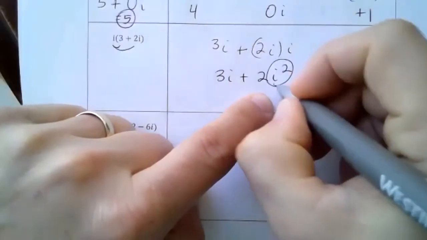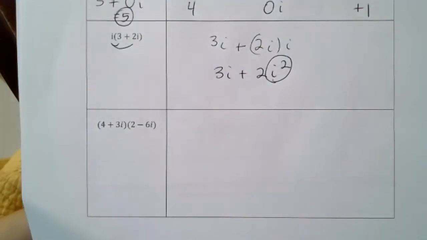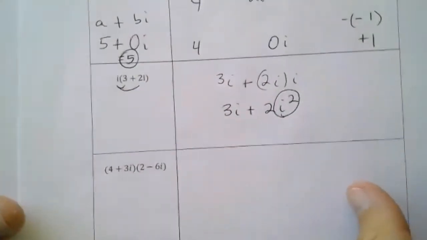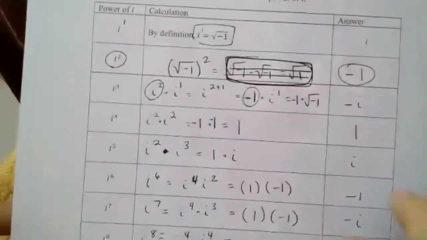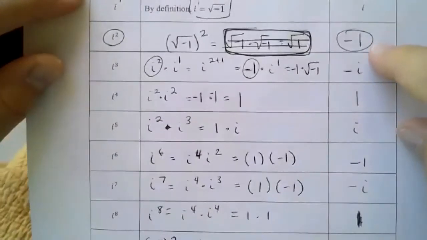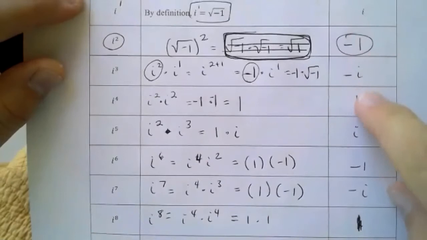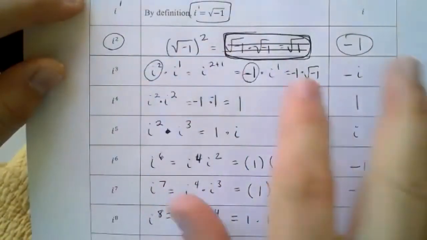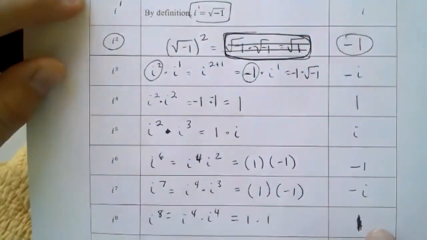And what is I squared? Can y'all tell me now what I squared is? Can you remember? It's negative I, right? No, let's go back to your chart. You need to memorize this. Okay, remember it over and over again. Where do you see I squared on here? Do you see I squared?